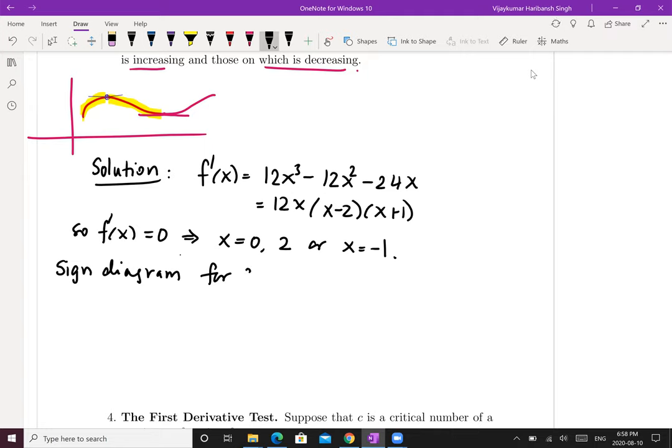For f prime x. So what we do in the sign diagram is we draw a straight line like this, the real number line. We mark the points where the derivative became 0. The derivative became 0 at minus 1, 0, and 2.